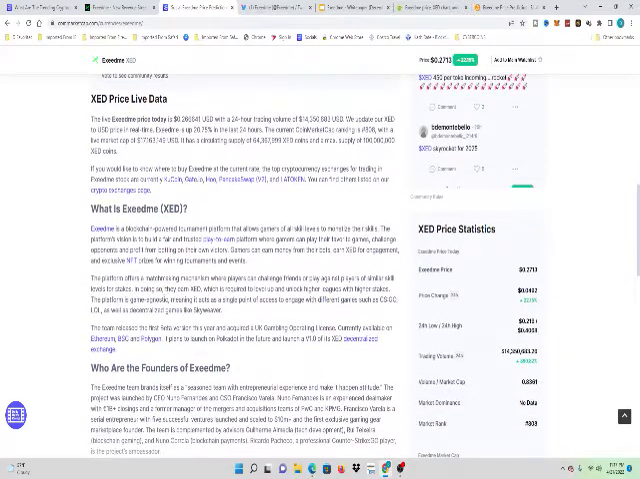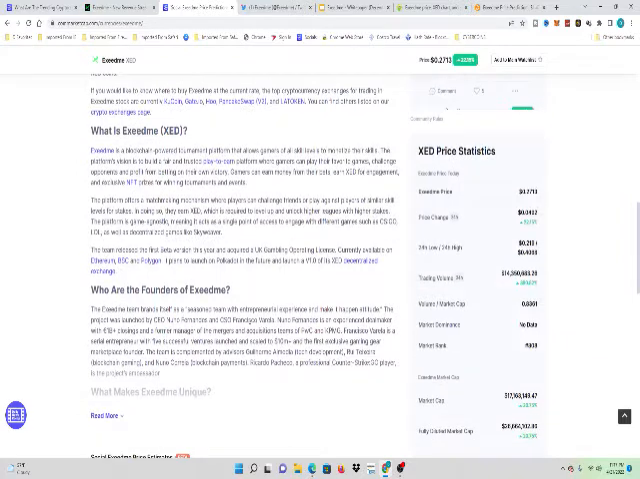The platform offers a matchmaking mechanism where players can challenge friends or play against players of similar skill level for stakes. In doing so, they earn XED, which is required to level up and unlock higher leagues with higher stakes. The platform is game agnostic, meaning it acts as a single point of access to engage with different games such as CSGO, LOL, as well as decentralized games like Skyweaver.